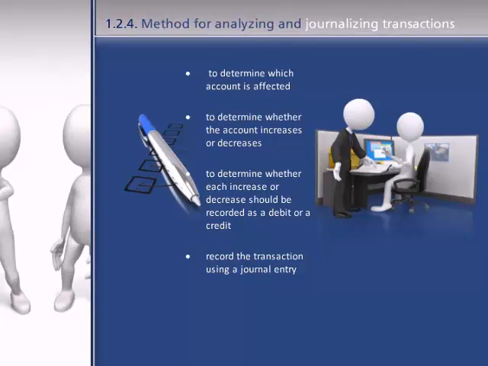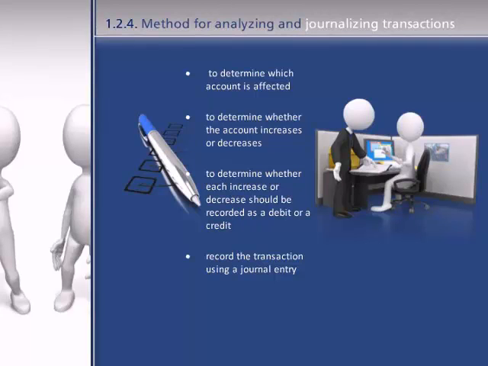The following is a useful method for analyzing and journalizing transactions. Step 1. Carefully read the description of the transaction to determine whether an asset, a liability, an owner's equity, a revenue, an expense, or a drawing account is affected. Step 2. For each account affected by the transaction, determine whether the account increases or decreases. Step 3.